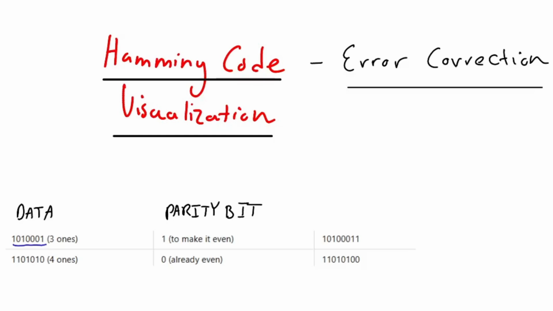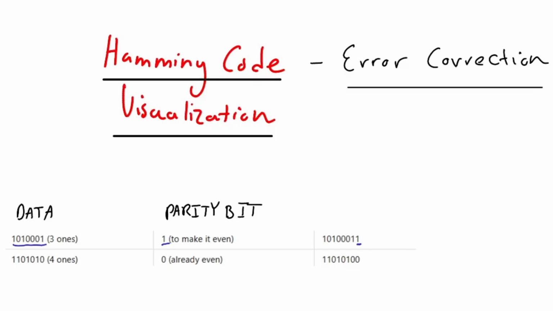And if we wanted to make it even, we need to add a 1. So that is going to be our parity bit, right? Notice that we're focusing on the ones. If we look at our outcome here, we've added our parity bit at the end, so it became 101000011.